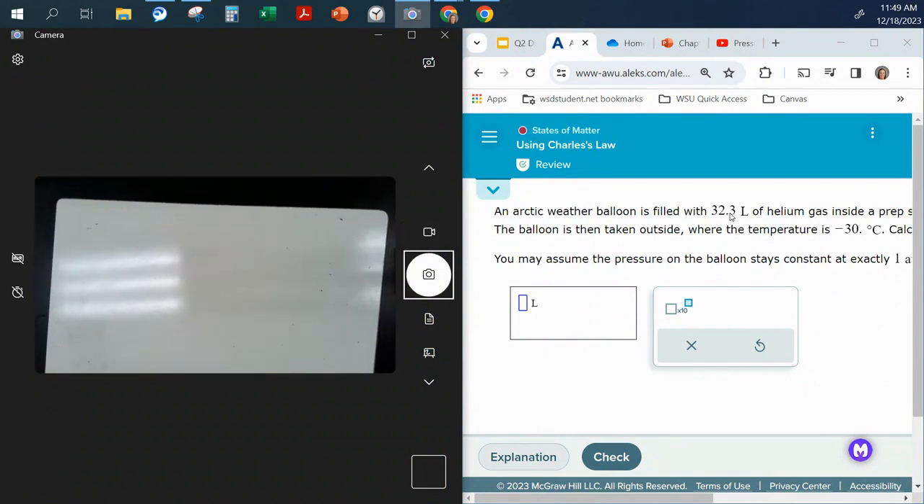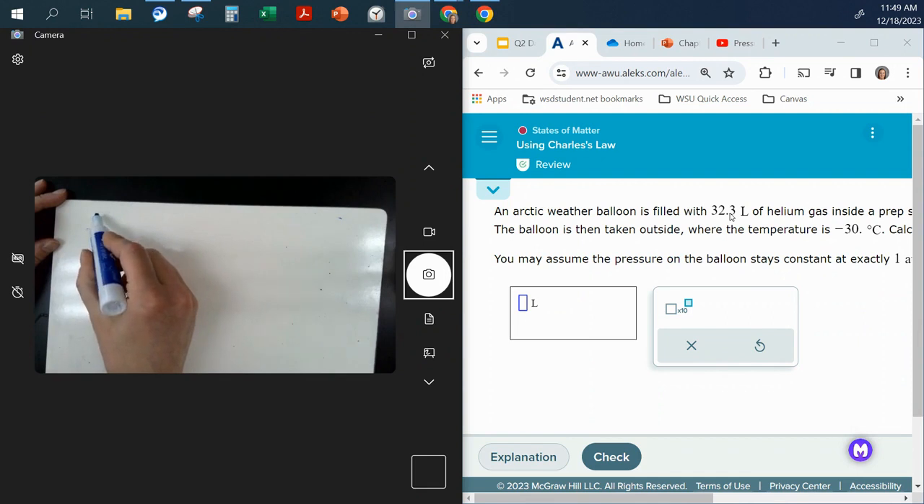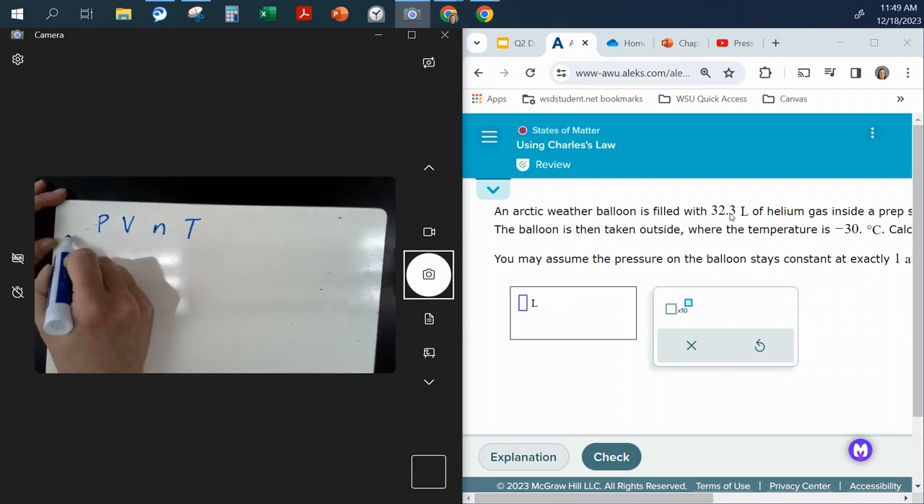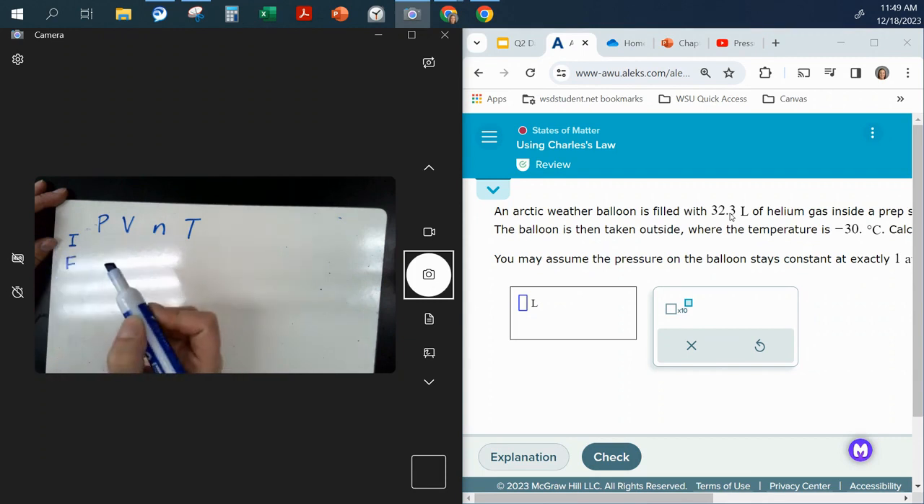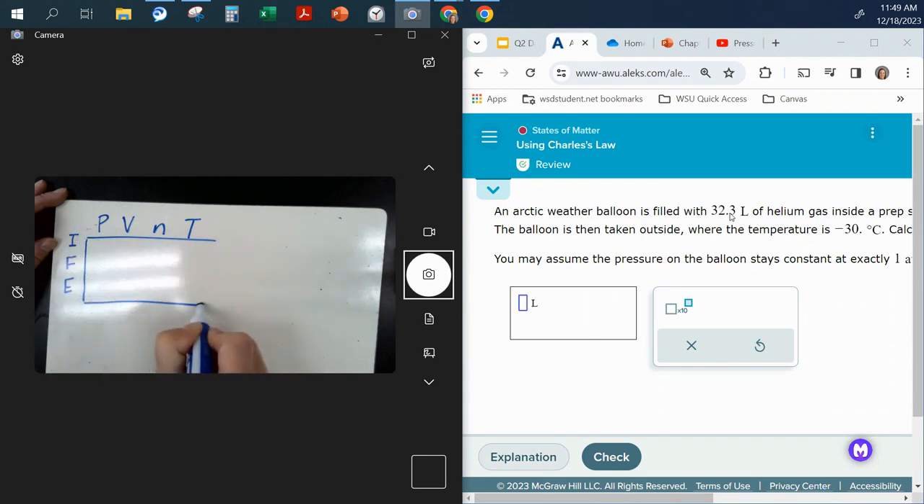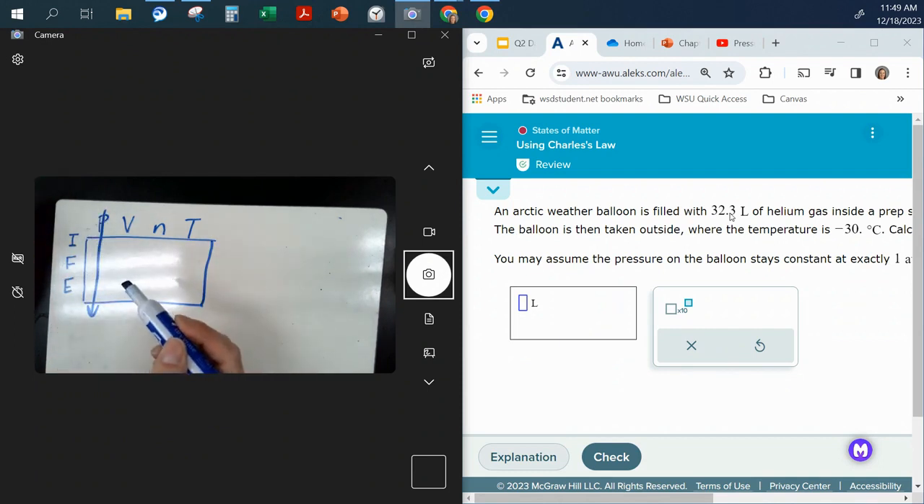So let's write down our initial values. If we do it like this, we have P, V, N, T, and then we have our initial values, our final values, and then what we expect to happen. Let's try this table. So here, pressure is staying constant because it's not changing. We're still in the atmosphere. The atmosphere is giving the balloon pressure.